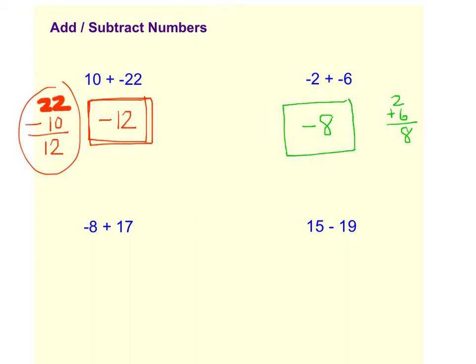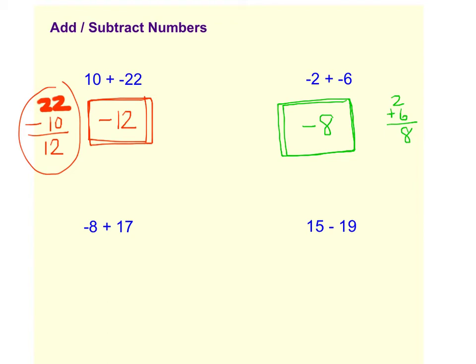It's really easy to mix this one up with multiplying a negative times a negative. We know a negative times a negative is a positive number, but if it's an addition problem, a negative plus a negative is going to stay negative. So if you have the same sign, keep the same sign for your answer.